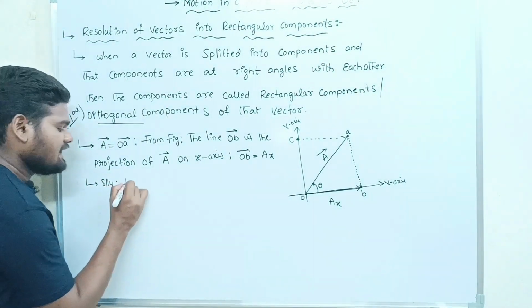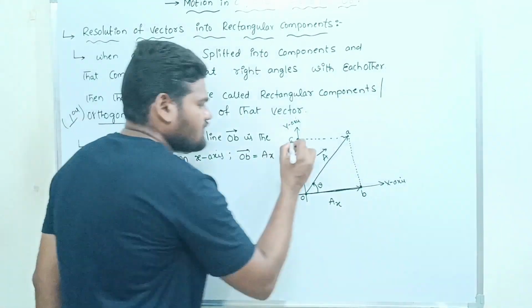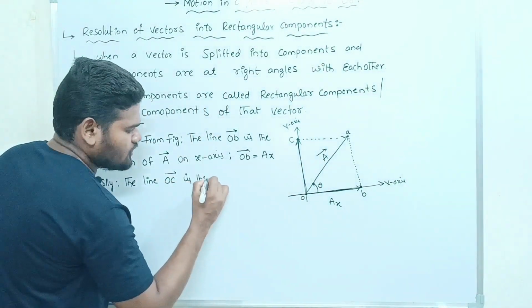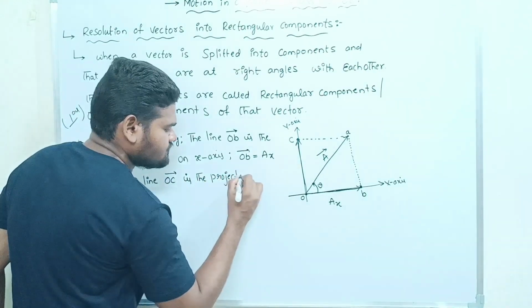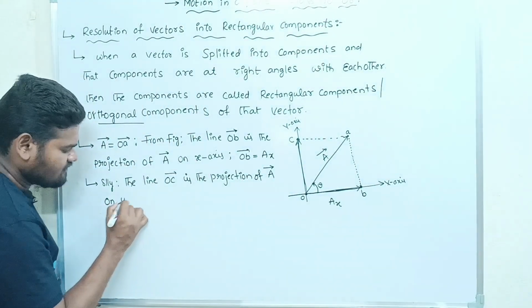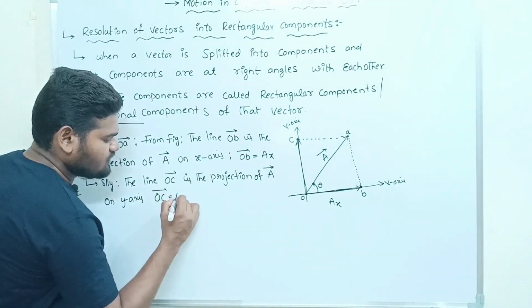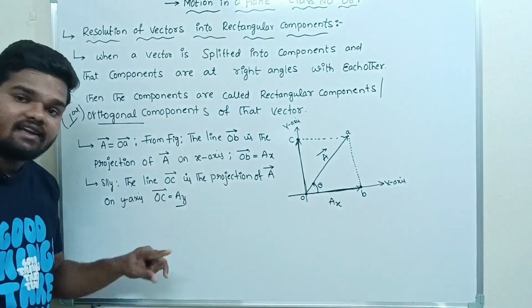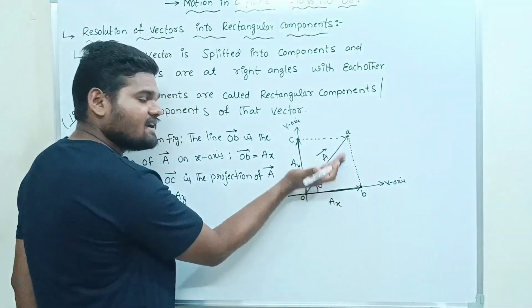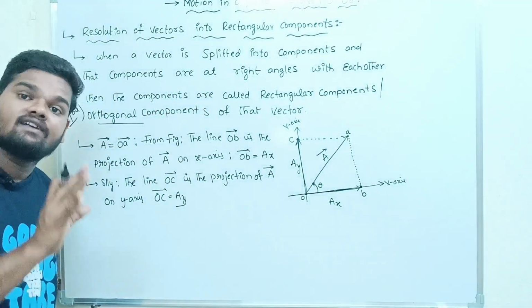Similarly, the line OC is the projection of the a bar vector on the y-axis. I am taking OC bar to be equal to Ay. So OB and OC are the projections of the a bar vector on the x-axis and y-axis, and I am considering their magnitudes as Ax and Ay. Is it clear? Any doubts?